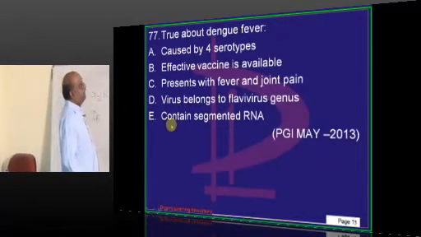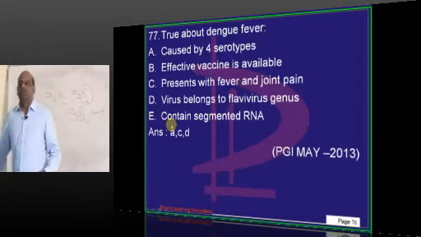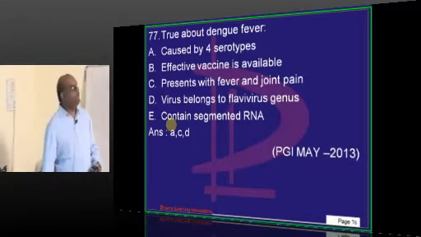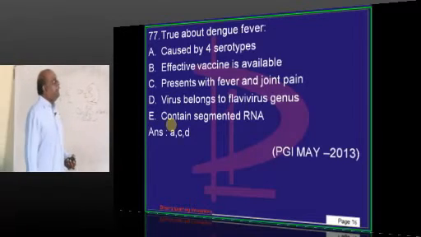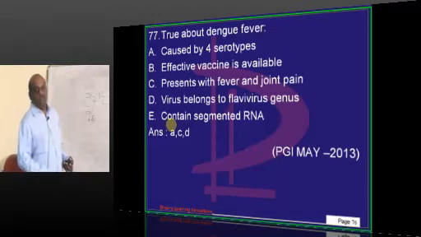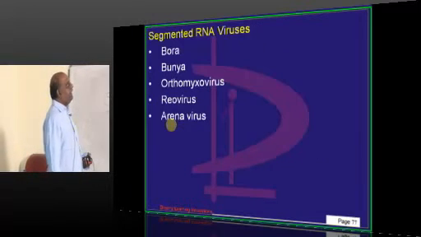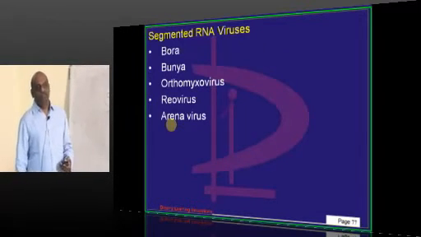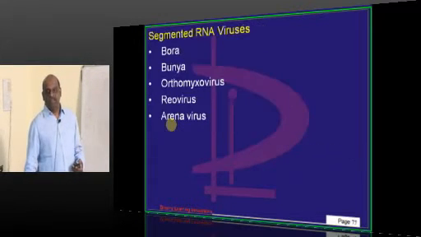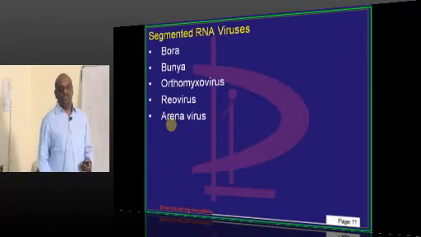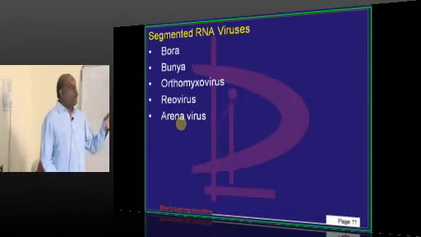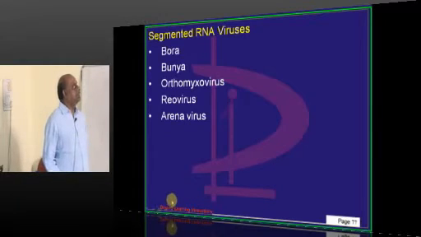Then coming to dengue fever, there are 4 serotypes which are available. Then it presents with fever and joint pain, as all of you know. It belongs to flavivirus. Then there is no effective vaccine available, and it is not a segmented RNA virus. So what are the segmented RNA viruses? Let's finish that topic. Bora, Bunya, Orthomyxo, Rio, Arena.